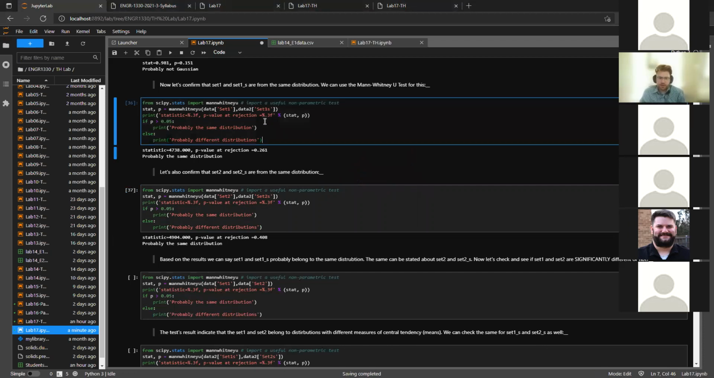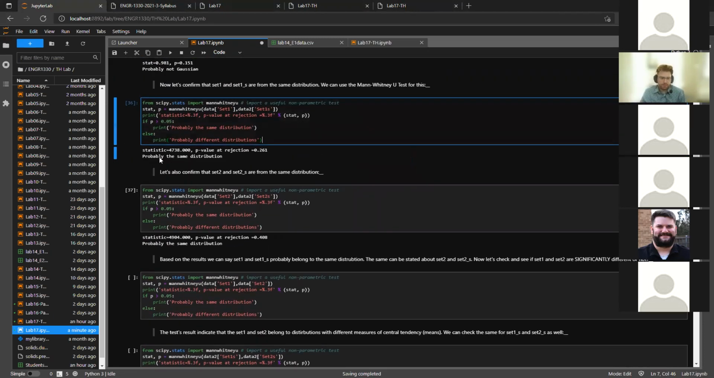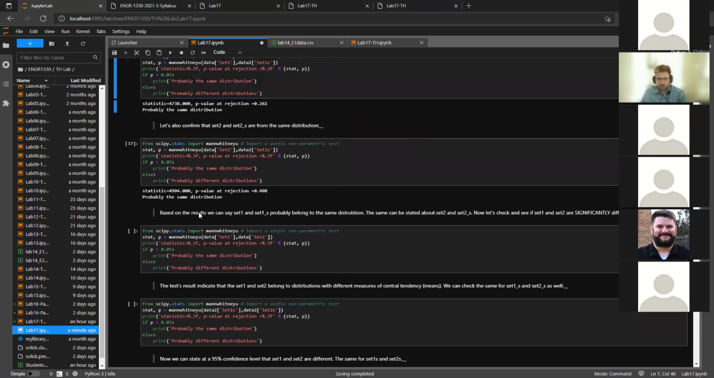So the null hypothesis that our set 1 and set 1s and set 2 and set 2s are from the same respective distributions is both probably true. Okay. So based on that, we can say they're probably from the same distribution. Now let's check if set 1 and set 2 are significantly different or not. So we're going to run another test.